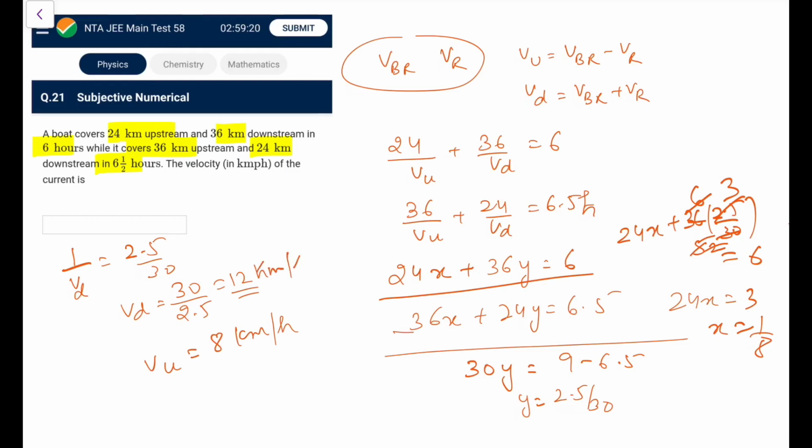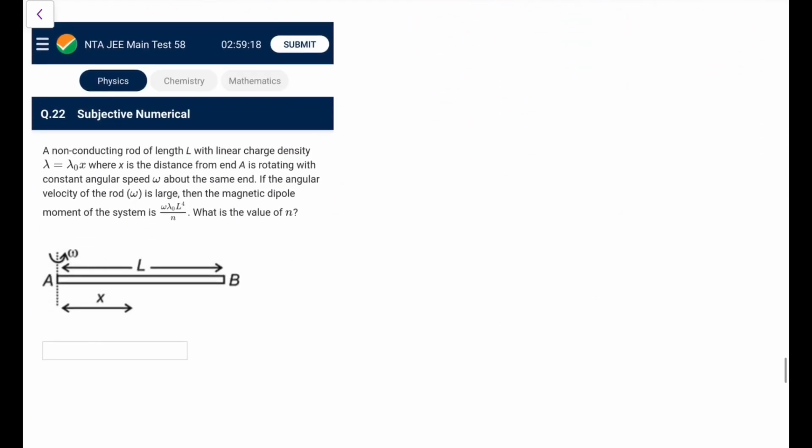Okay. Now for V_R, I should subtract: V_D minus V_up would be equal to 2 V_R. So V_R is the difference of the two divided by 2. So 12 minus 8 by 2, that is 4 by 2, 2 kmph. So it's a good question. You need to be careful. So you have to write 2, you don't write the unit. Okay, next. 20 seconds. So it was a nice way of doing that.